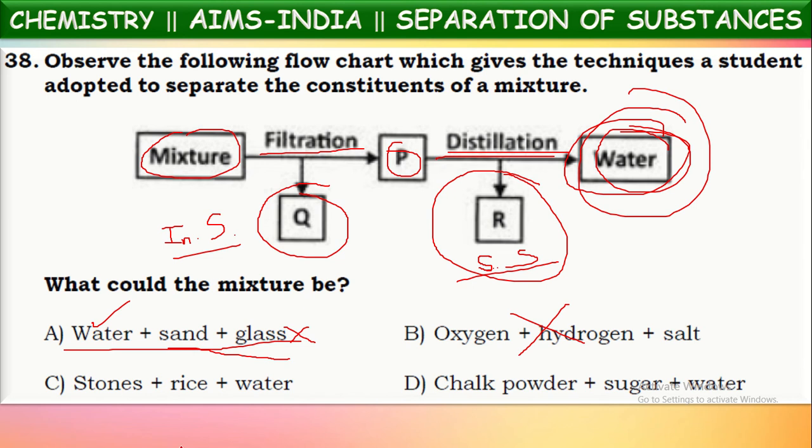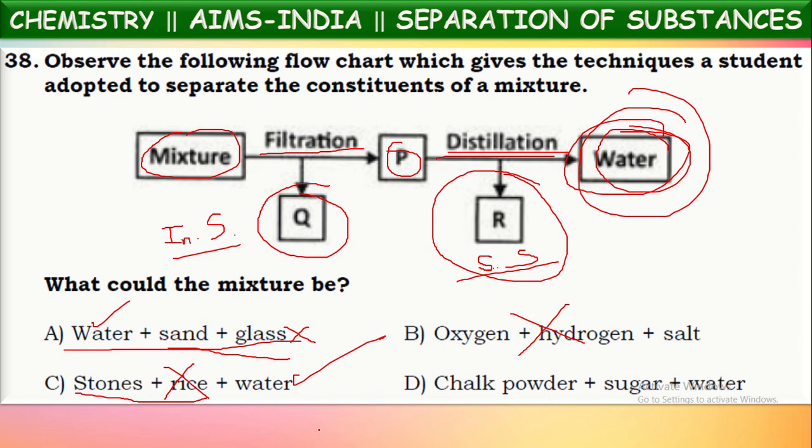Now if you see the third one, yes, water is there, correct, and the two solids given are stones and rice. If we observe, both are insoluble solid substances only. So by filtration itself, both should be separated. But here, they mentioned only one component is separated, and the other component is separated by distillation. Now, this is also not the mixture mentioned.